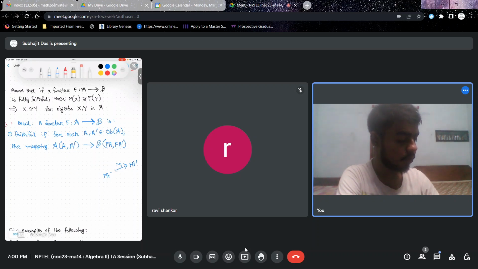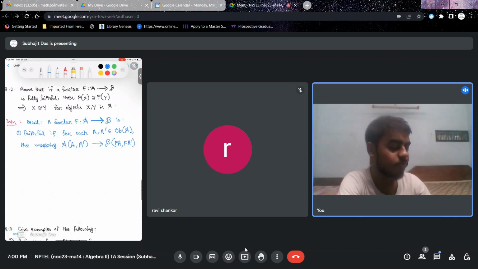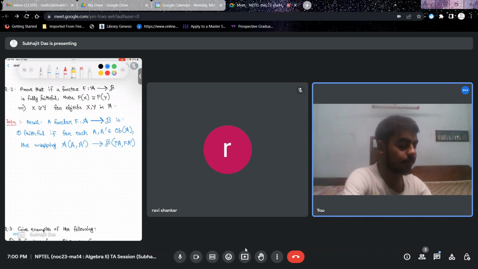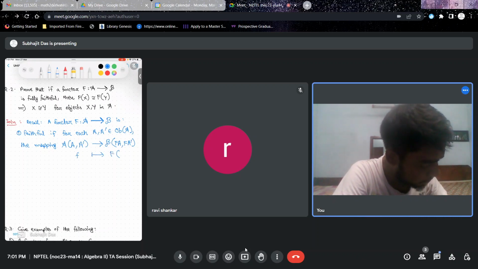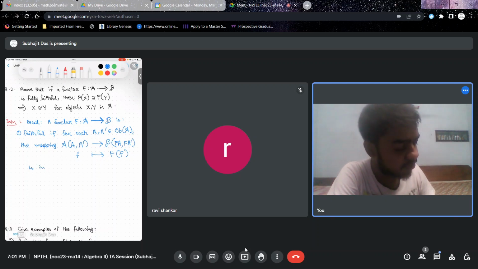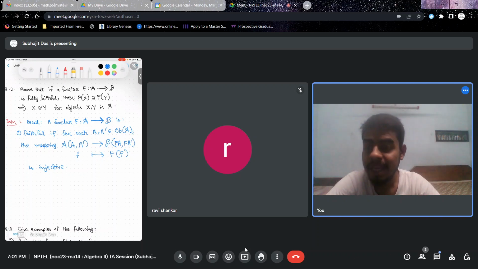So you have this mapping for each pair of objects A, A prime in the first category. You have this mapping of the Hom set from A to A prime into the Hom set from FA into FA prime, which sends f to F of f. This map is injective. So the functor is called faithful if for each pair of objects A comma A prime, this mapping at the level of Hom sets, this local map, is injective.